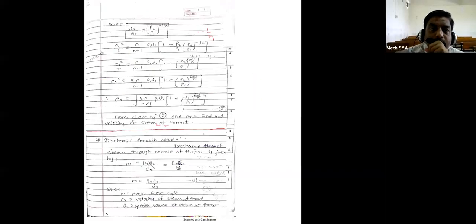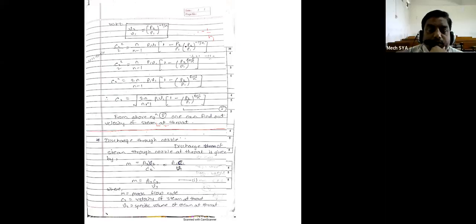Now, putting these values in the equation, what are we getting? C2 square divided by 2 is equal to n upon n minus 1 P1 V1 into bracket 1 minus P2 upon P1 raised to minus 1 upon n. So V2 upon V1 we are putting as P2 upon P1 raised to minus 1 upon n. And after simplifying, what are we getting? C2 square upon 2 is equal to n upon n minus 1 P1 V1 into bracket 1 minus P2 upon P1 raised to, so this will become what? n minus 1 upon n.